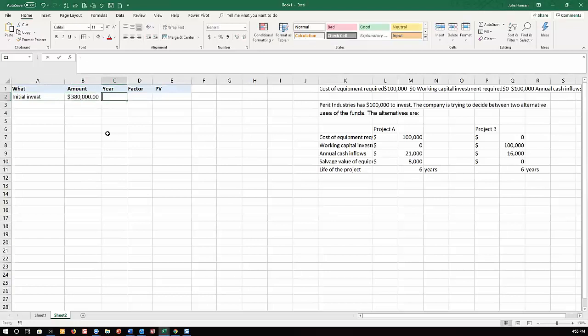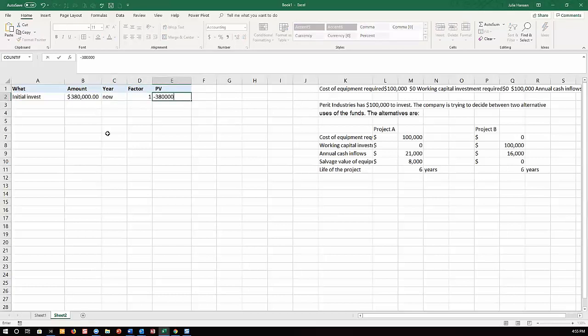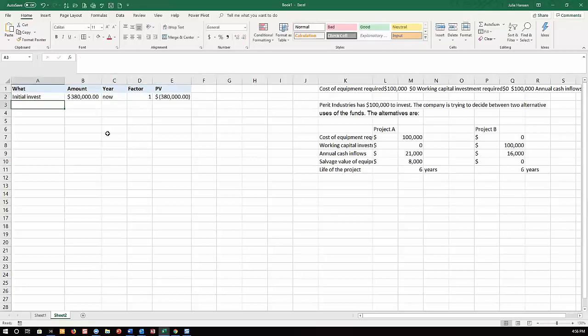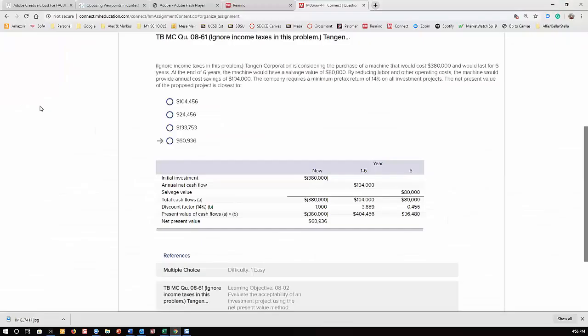$380,000, and I'm going to do that now. And so the factor for now is always 1.0. But I have to remember that I'm spending that much money, right? So that's, do you see how that's a negative? And then I'm going to have my annual cash flows, and how much are they?